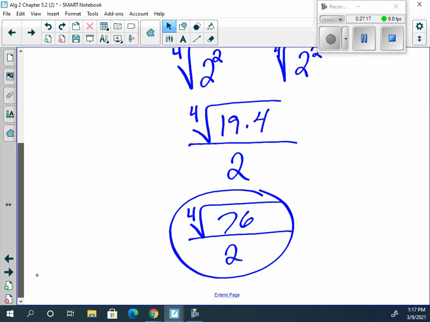Oh, didn't mean to do that. So any questions on this here? This kind of makes sense how we're manipulating these numbers. Yes? Okay.